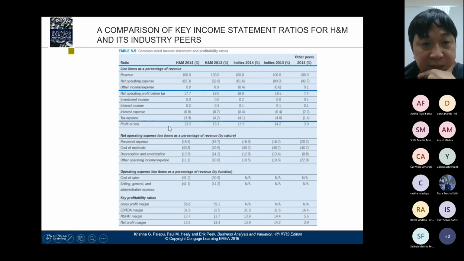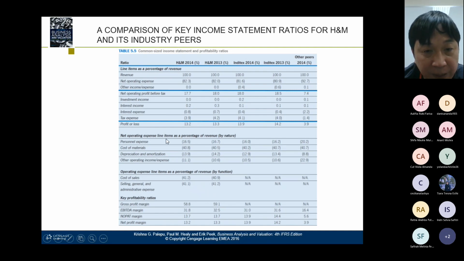Okay, so here let's test 7.7. So 100 minus 82.3 equals 7.7. So you have the profit or loss, and we add back the interest income minus interest expenses, and pay government by tax. So your profit or loss is 13.2.